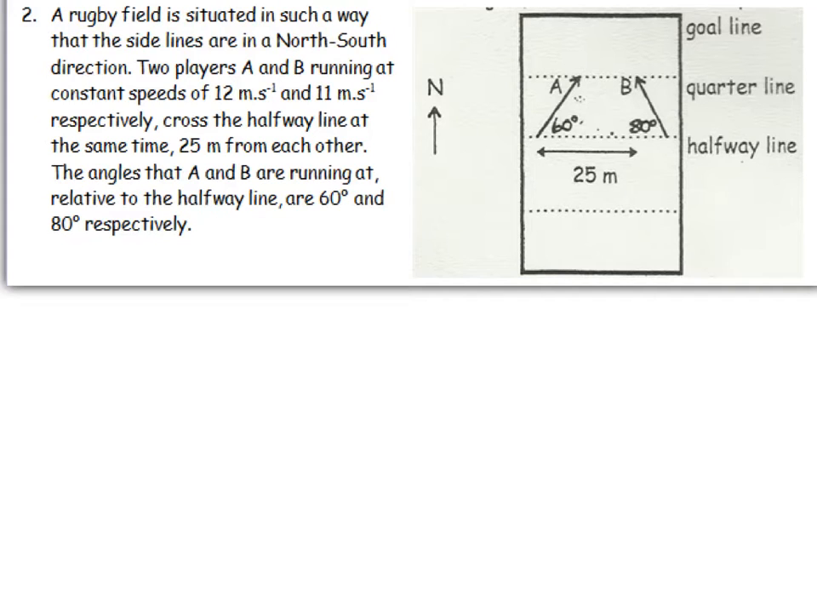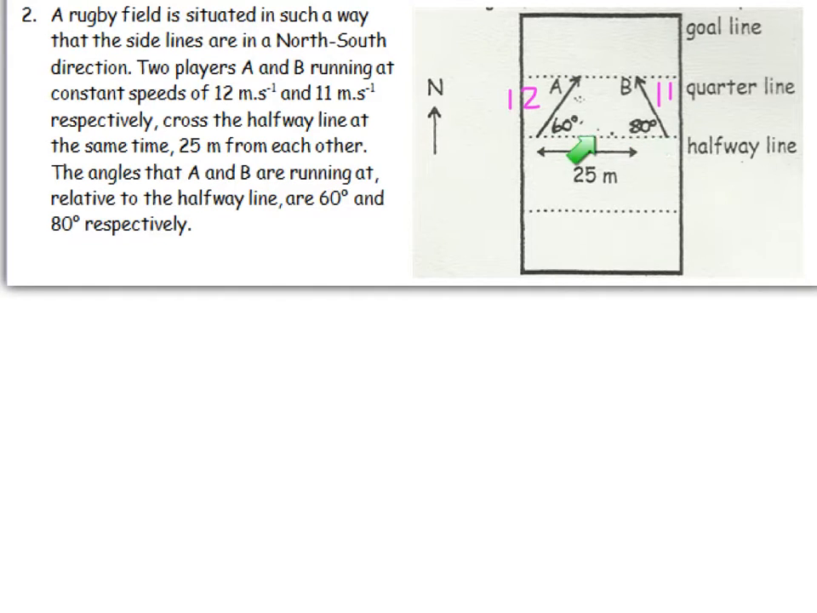If a rugby field is situated in such a way that the north-south direction, so this is a north-south rugby field, two players, A and B, are running at constant speeds of 12 meters per second and 11 meters per second respectively. They cross the halfway line at the same time, 25 meters apart from one another.